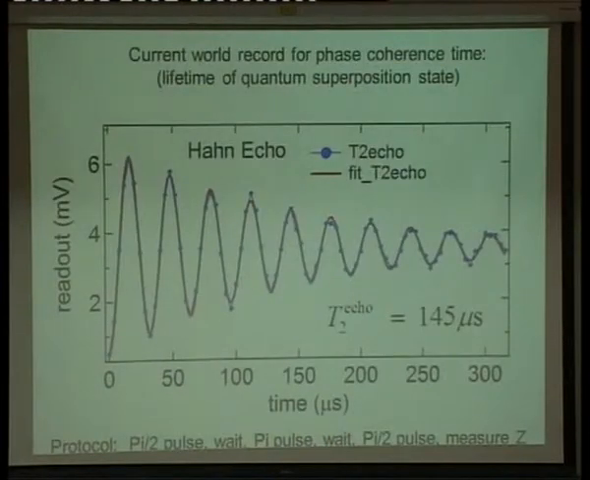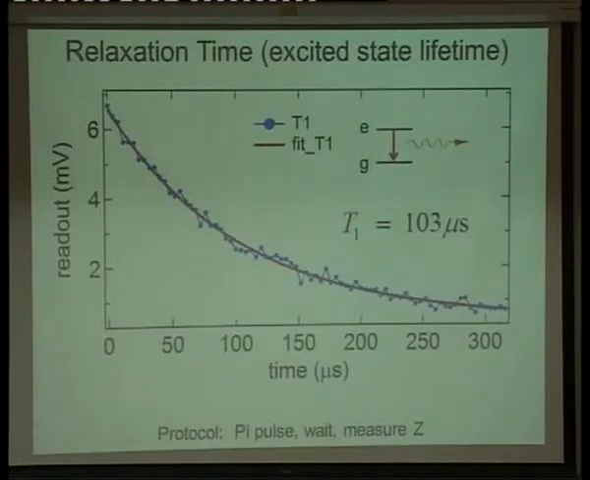So, Steve, what limits the 103 microseconds? One could improve it by improving the cavity measurement. Right. So we are not completely sure what limits this at this time.